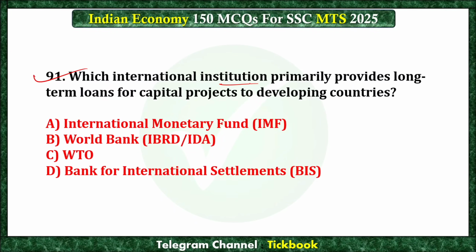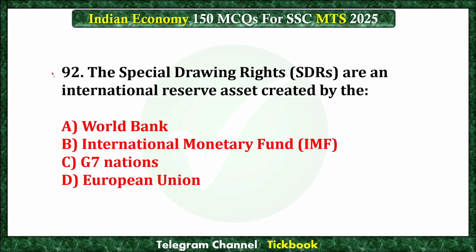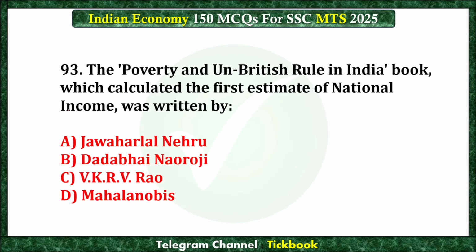91. Which international institution primarily provides long-term loans for capital projects to developing countries? Option number B, World Bank. 92. The special drawing rights are an international reserve asset created by the option number B, IMF. 93. The Poverty and Un-British Rule in India book, which calculated the first estimate of national income, was written by option B, Dadabhai Naoroji.